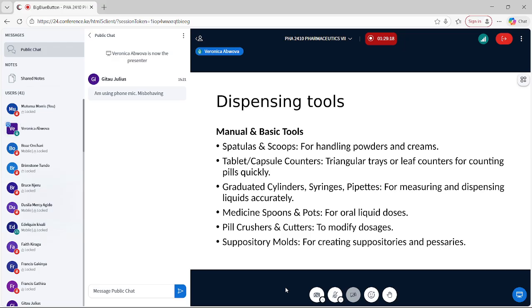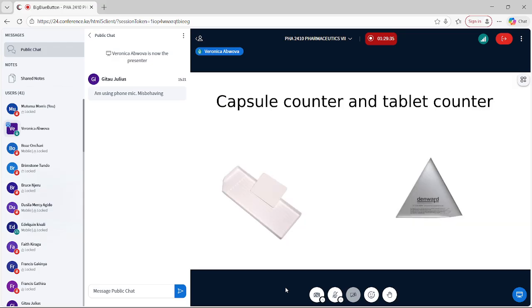Then you have suppository molds for creating suppositories and pessaries. This is rare, okay? In our scenario, we rarely do extemporaneous preparations in the pharmacy for suppositories, but this is something that is possible, okay?